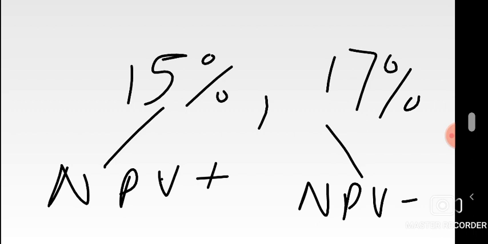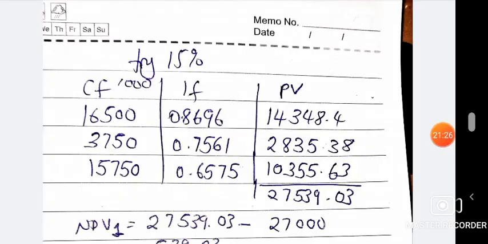Those two rates again shouldn't be far apart. In my case, I've chosen 15 and 17. This is how I'll show you a screen of how I've managed to do this and tested them out, and I'll show you the answers they are giving, and from there we can proceed to find IRR.